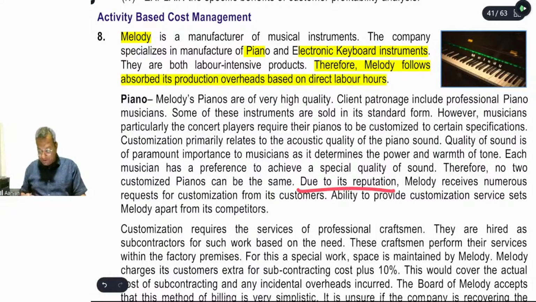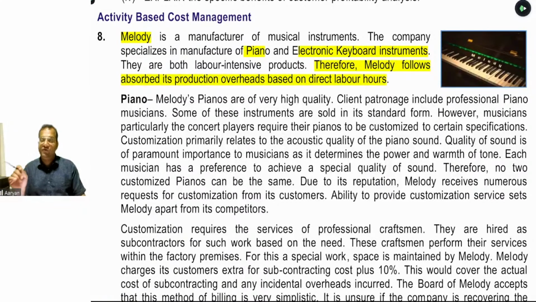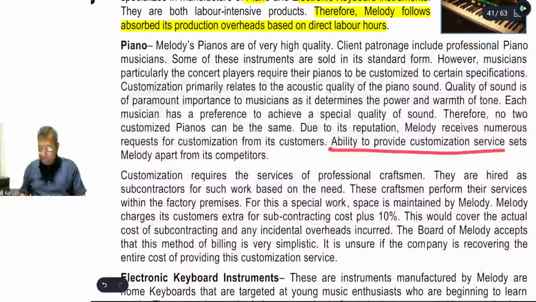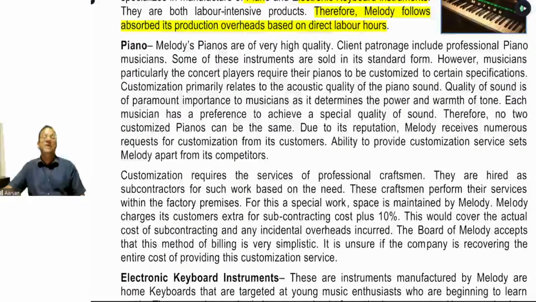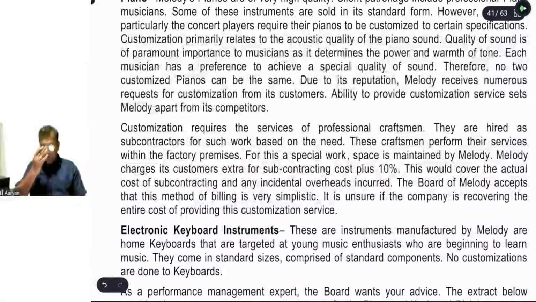Due to its reputation, the company receives numerous requests for customization from its customers. So basically, we can say the very first product is a customized one rather than sold in standardized form. The ability to provide a customization service sets our company apart from its competitors. So it's the USP, unique selling point of our product, that we are providing customization according to the professional customers. Now, how do we do the customization?